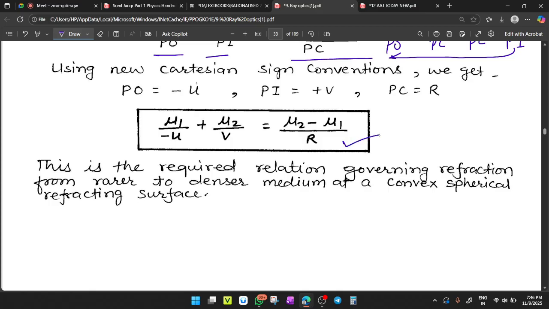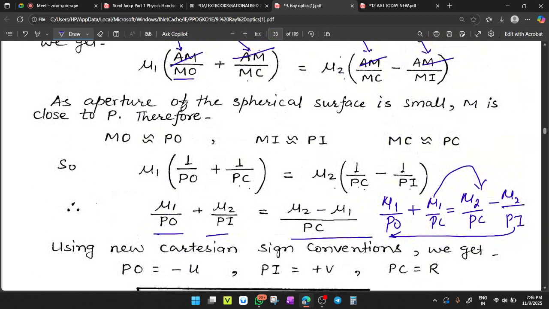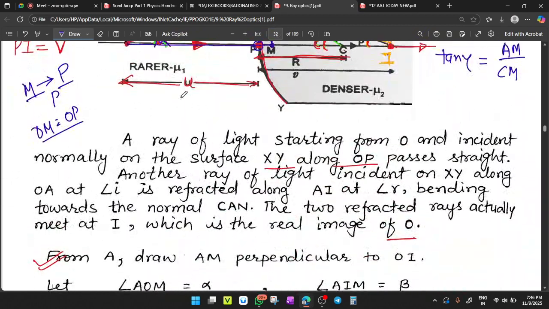Got it? So this is the required relation governing refraction from the rarer to denser medium at a convex spherical refracting surface. Clear, student? Yes, this is a very important derivation. Every year this has been asked for 5 marks. So kindly do it now. You have the PDF now?